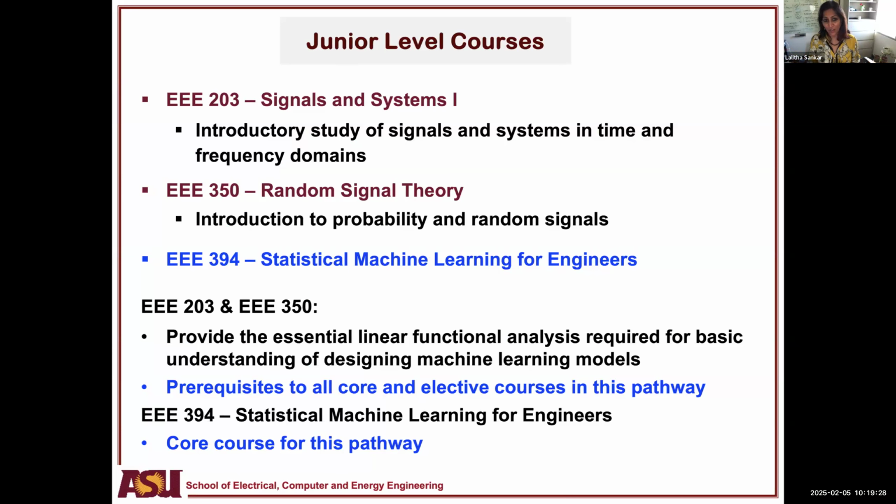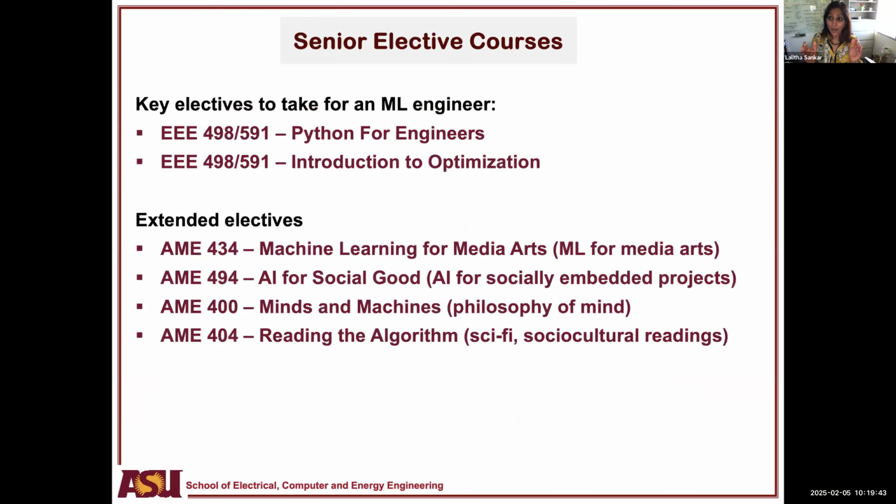This is statistical machine learning for engineers. 203 and 350 are prerequisites for us, and most of you will come with that. The core course for this pathway, as I mentioned, is this machine learning class. But in fall 2025, we're going to introduce an optimization class. It's actually better to take that class and be really well prepared to have the basis to take the 394. Seems a little bit non-intuitive, but that's how it's going to be done.